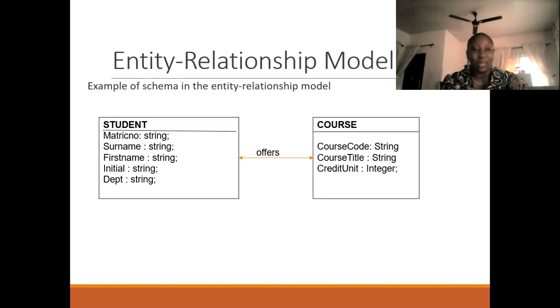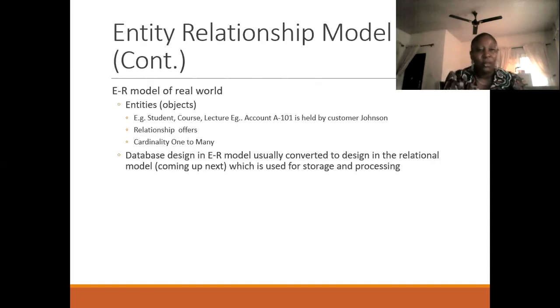What are the things that distinguish a student? His matric number, his surname, like we've said already. What are the things that distinguish a course? A course title, a course code, a course unit, what credit unit is this course? And then we see the relationship between the student and the course. The student, of course, offers a course. So you can have one student offering many courses and a course being offered by many students, and that gives you a many-to-many cardinality. We'll talk about this in subsequent lectures.